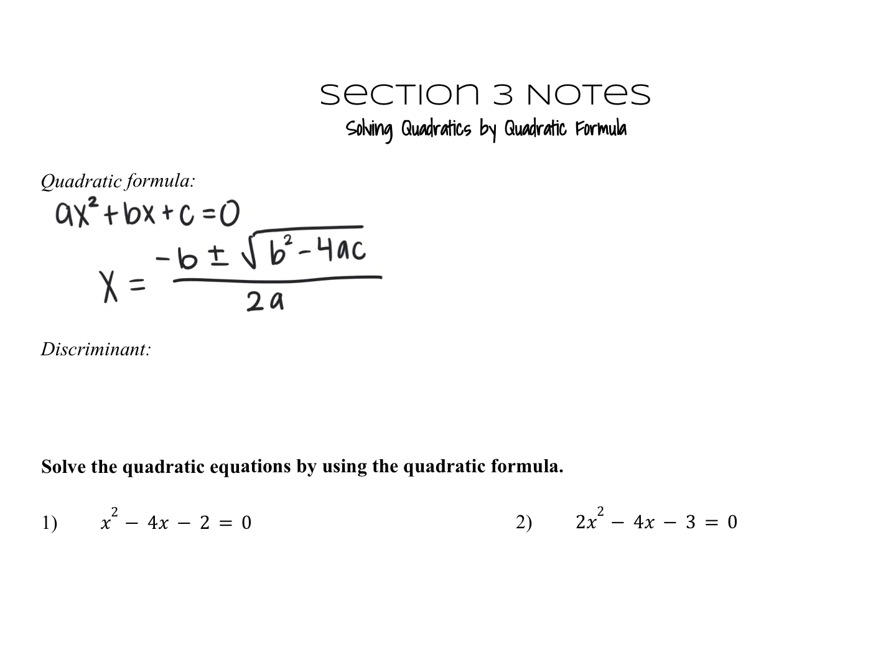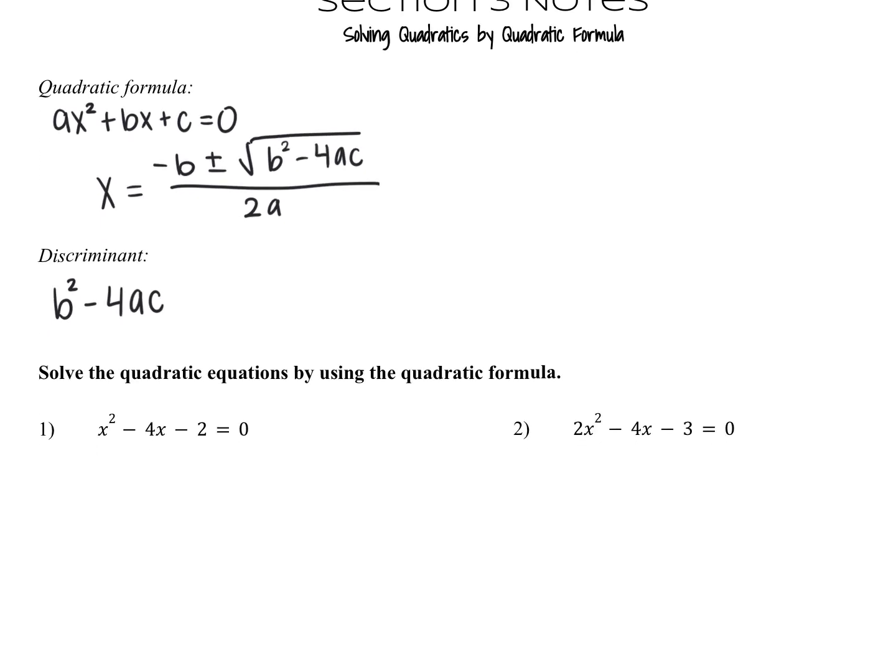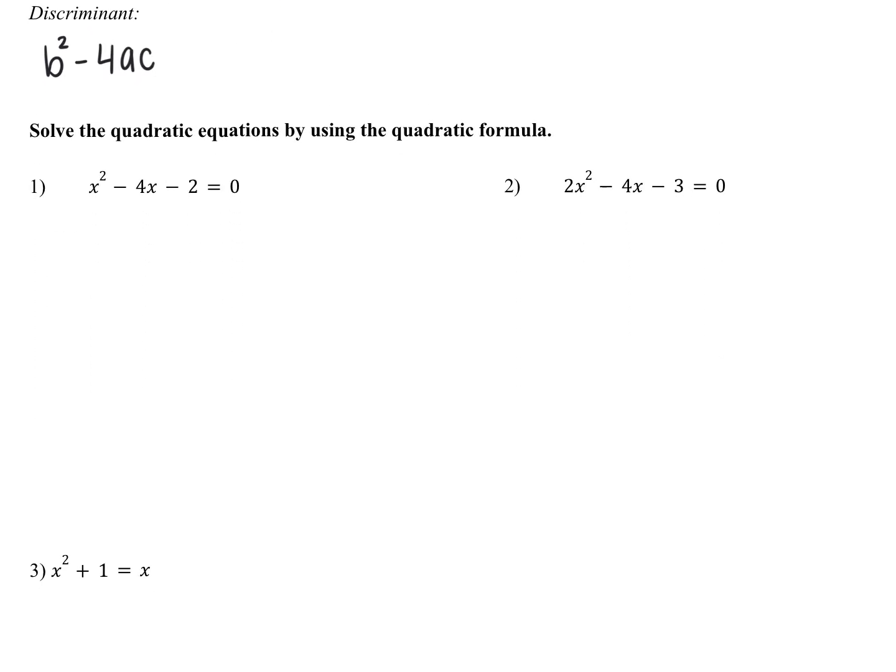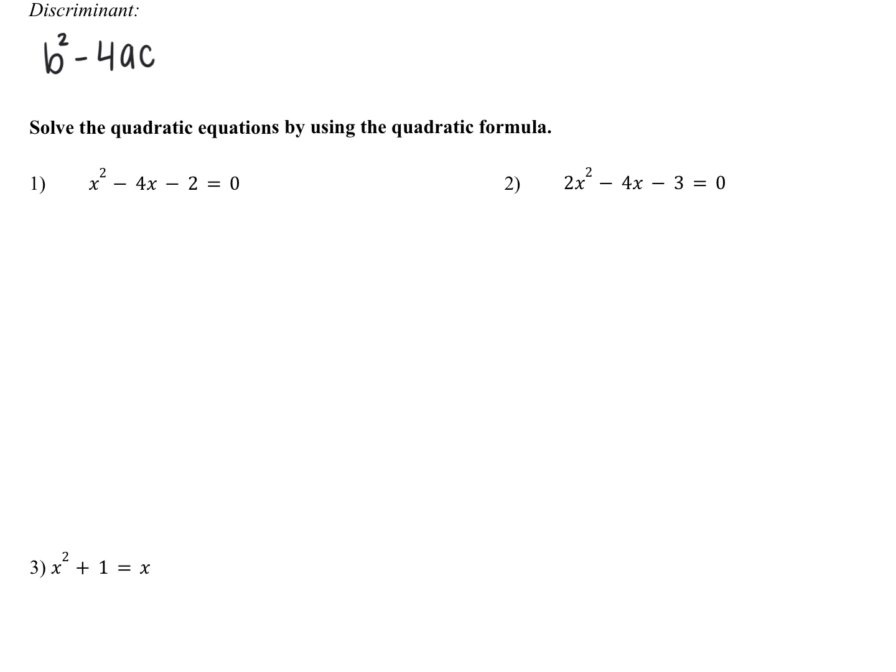Another part about the quadratic formula is the discriminant, which is b squared minus 4ac. And we'll talk more about what the discriminant is later on in the notes, but the discriminant is specifically the number that's underneath the square root. So let's go ahead and do some examples where we solve a quadratic using the formula.